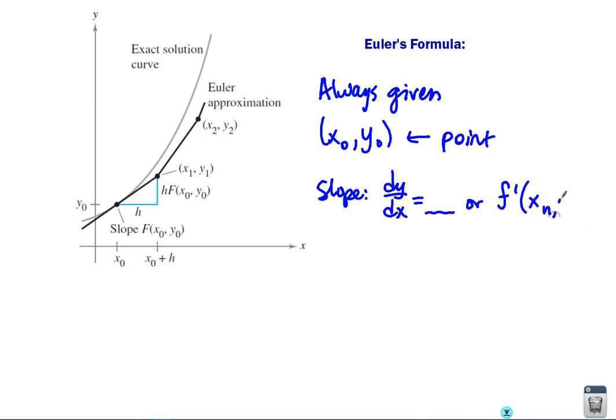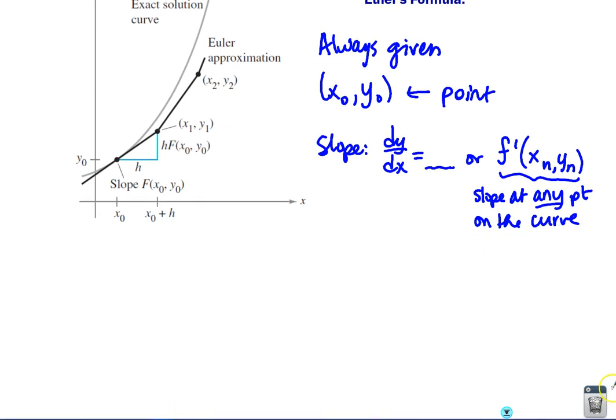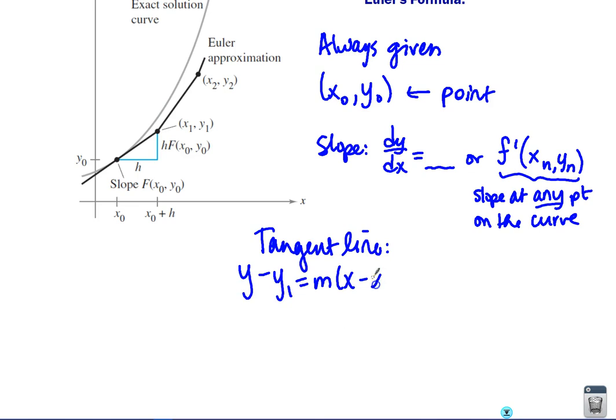X in, y in. Okay, this represents slope at any point on the curve. All right, so let's go back to our tangent line. We always start out with point slope form, thinking back to algebra 1: y minus y1 equals m(x minus x1). Okay, this is algebra speak though. We've matured, we've grown up, now we need calculus speak.